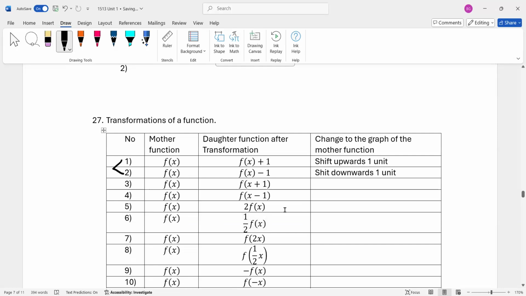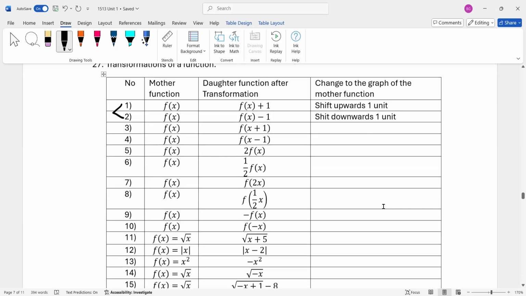Next, number 3. The treatment in number 1 happened to variable y, but in number 3 it happens to variable x. Do you see the difference between number 1 and number 3? In number 1, I added the 1 to y. But in number 3, I added the 1 to x. The input changes, right? The original input is x. Now the input is x plus 1. And what kind of change is going to happen?